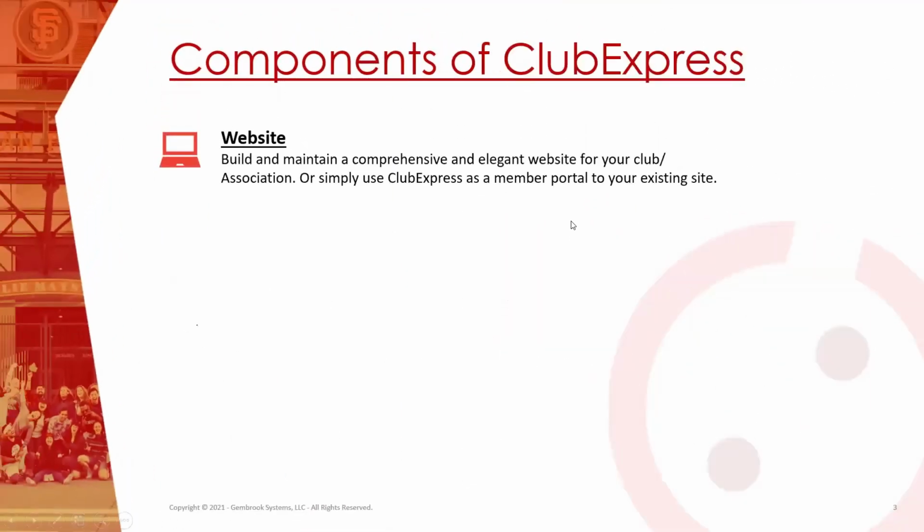Components of ClubExpress. It is a website. With that website, your club or association can have everything all in one place. But there is also the option, if you currently have a site that you really like, you can use ClubExpress as a member portal off of your main site.